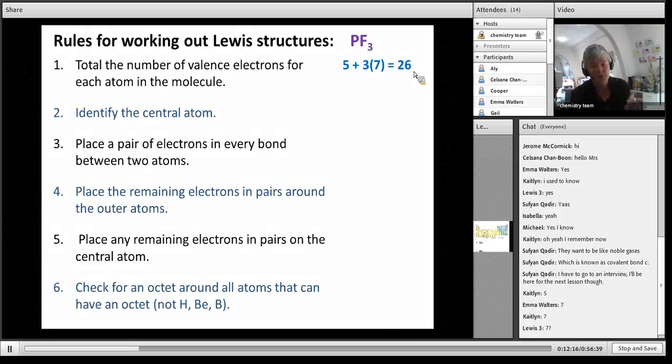So when you've finished your Lewis structure, count and check, because it's so common to forget the ones around the fluorine. You know, people just concentrate on the bonds and forget about the rest.